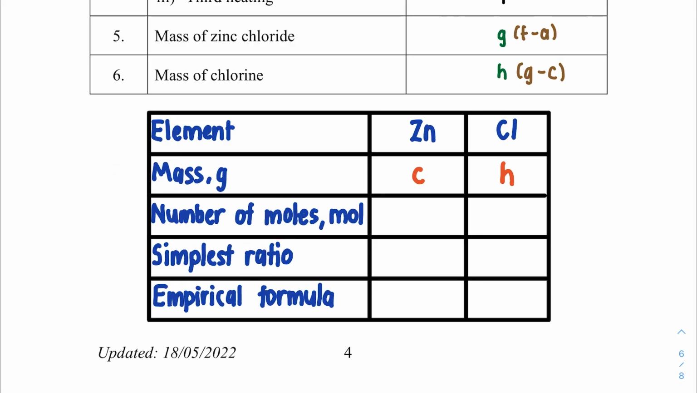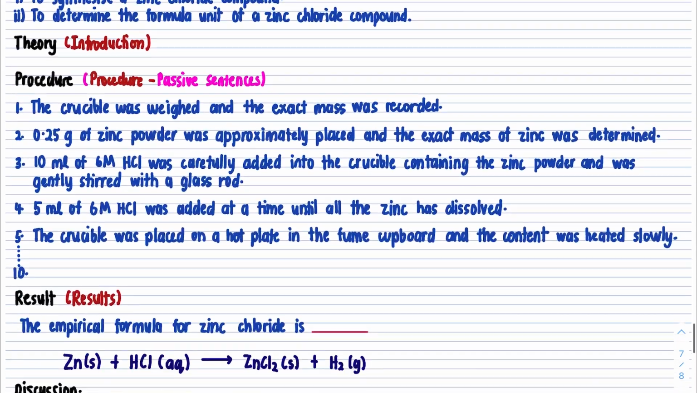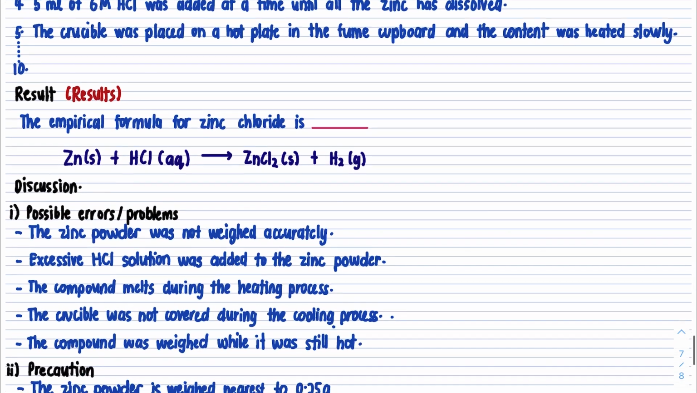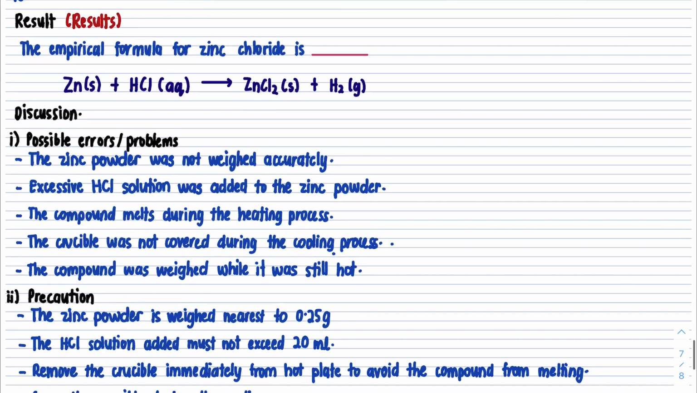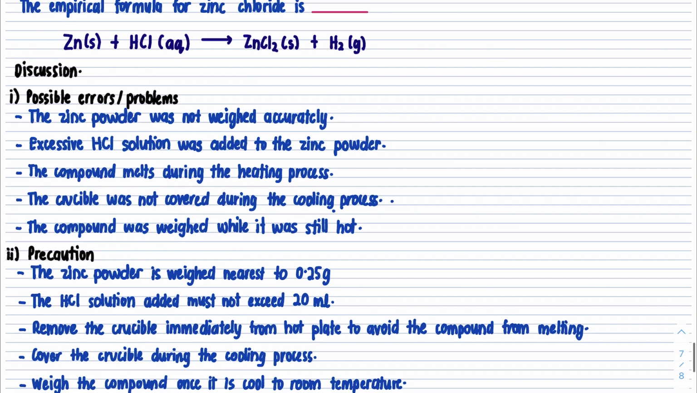Okay, next one is our discussion. For the discussion, we have to discuss the possible errors and the precautions during the experiment itself. For example, for possible error, you have found one possible error. The precaution is what you have to do to overcome the possible error or problems that you may encounter during the experiment itself.